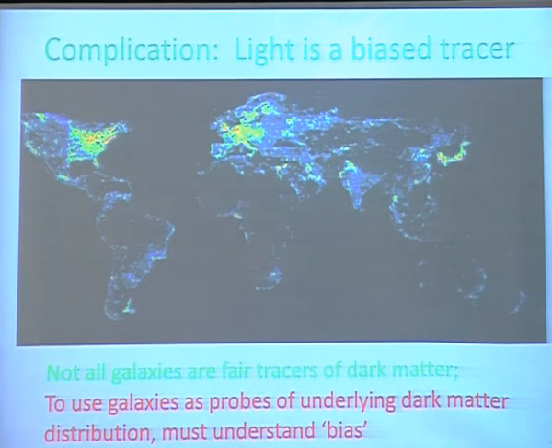And so that means that not all galaxies are fair tracers of the dark matter, because only one of those types can be. And so our goal is to try to infer the distribution of the mass from the distribution of the light that we see. Yeah? And we know that the distribution of the light is biased. And so we want to understand this bias. We want to account for this bias.